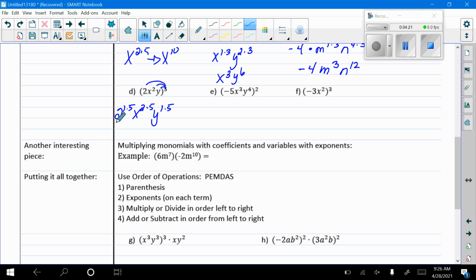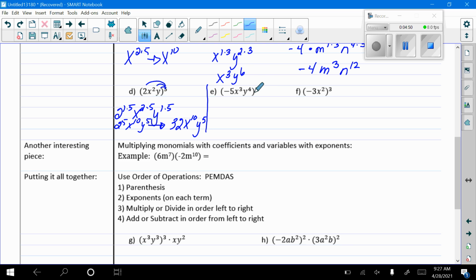Which gives me 2 to the 5th, x to the 10th, y to the 5th. If I simplify that out, 2 to the 5th power is 32. So I get 32, x to the 10, y to the 5th. Try the next 2 on your own and then push play.